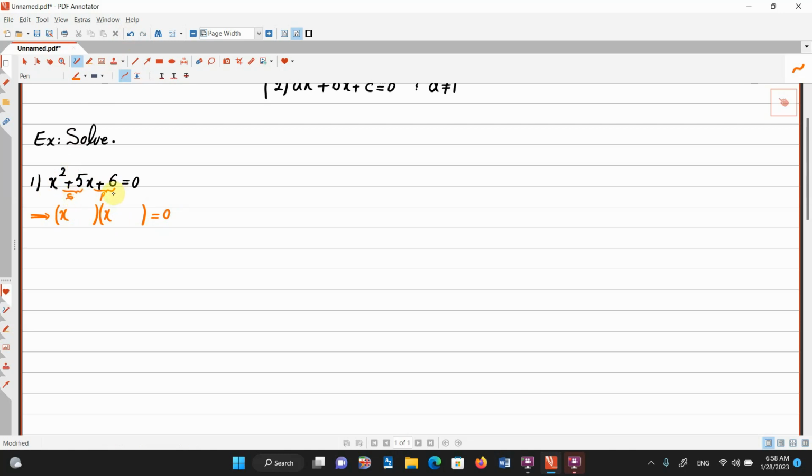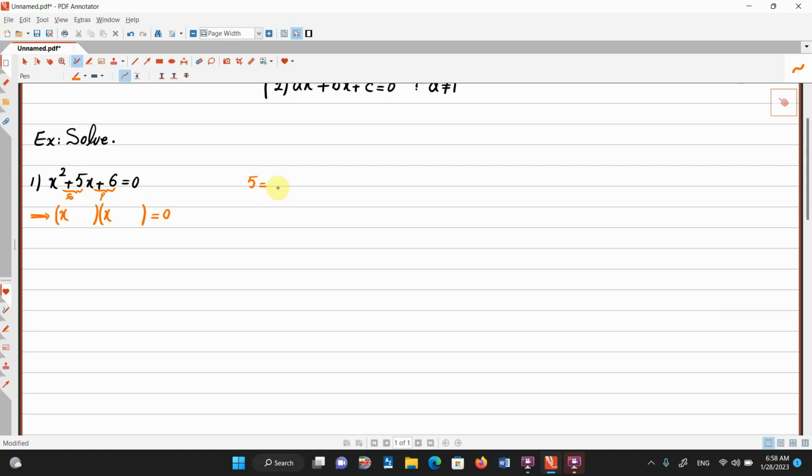Since the product is positive, we can conclude the two numbers we are looking for both have the same signs, either both of them are positive or both of them are negative. Since their sum is positive, both of them are positive. At this step, we can say, okay, this sum, which is 5, should be written as the sum of two positive numbers.